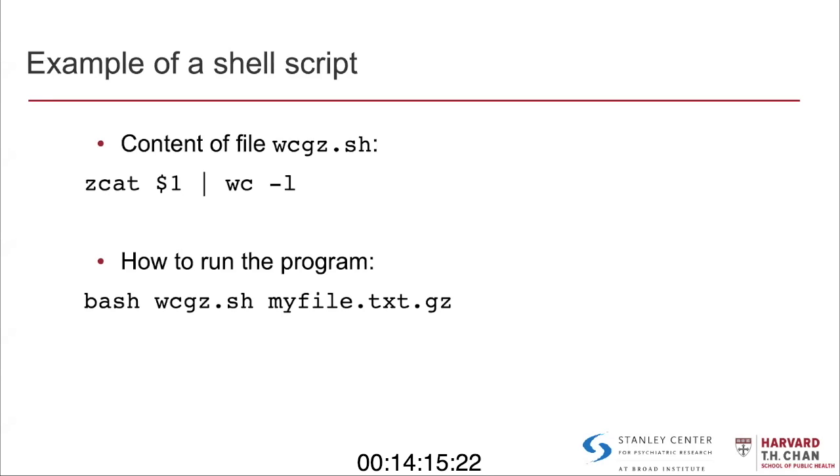Let's say that rather than having a function, we want to edit a script that does exactly the same thing. To do that, you're just going to create a file called wcgz.sh. The line of this file will simply be zcat $1 pipe wc -l. And then when you run this program, you will just need to type bash, the name of your script, followed by the name of a file.